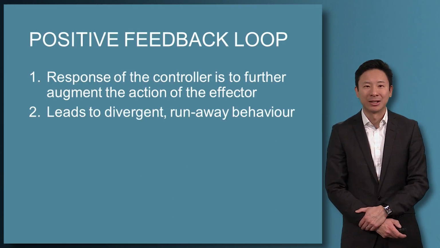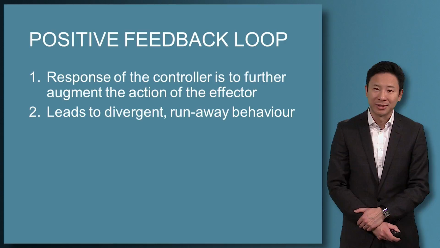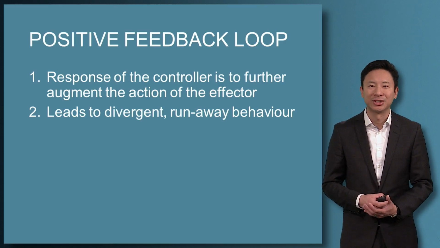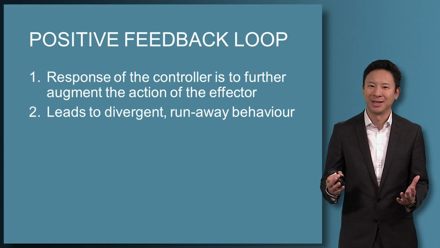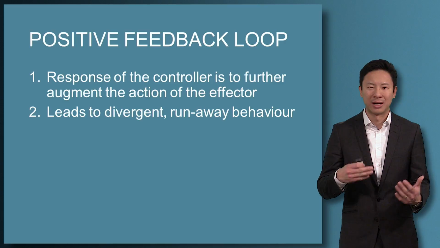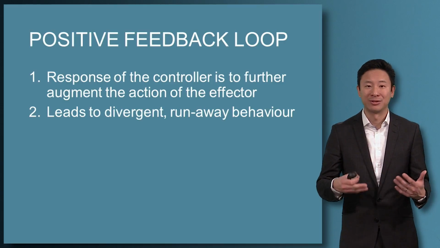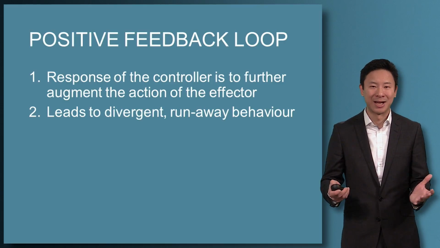In a positive feedback loop, the response of the controller is to actually further augment the action of the effector. And the result of this is a divergent runaway behavior. And in the case of the car, this is the driver deciding to push the car faster and faster until something bad happens.